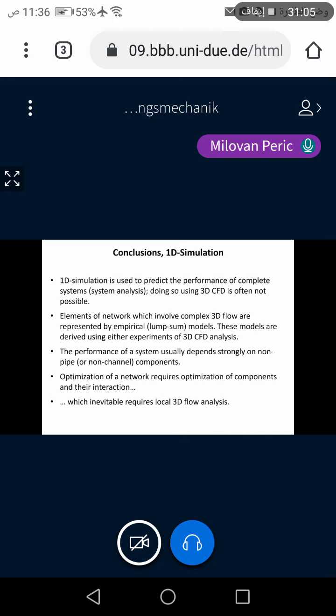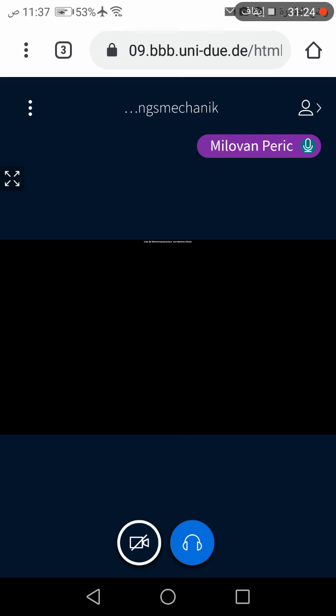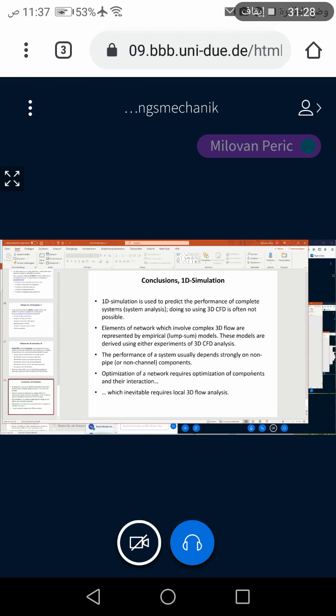Optimization of a network requires optimization of components and their interaction, and that will then inevitably require some local 3D flow analysis, as I showed for this example of a bend. So if you want to optimize something, there is nothing to be optimized on a straight pipe segment. If you do optimization, it has to be with other pieces which include local losses. So that was about 1D analysis.